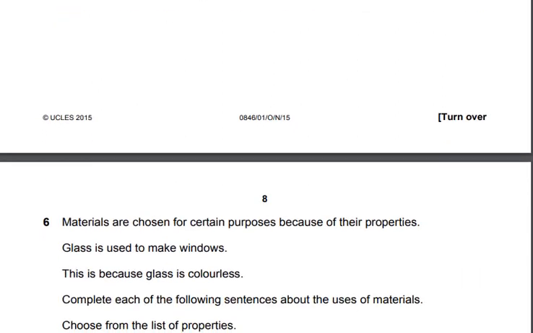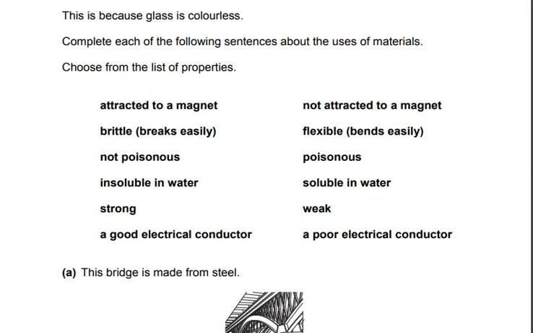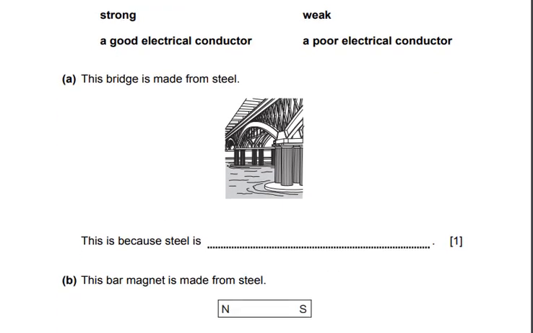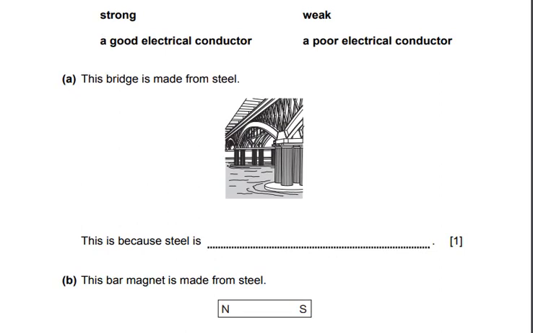Next page. Question number 6. Materials are chosen for certain purposes because of their properties. Glass is used to make windows. This is because glass is colorless. Complete each of the following sentences about uses of materials. Choose from the list of properties. So we have a list of properties here. Question A. This bridge is made from steel. This is because steel is strong.